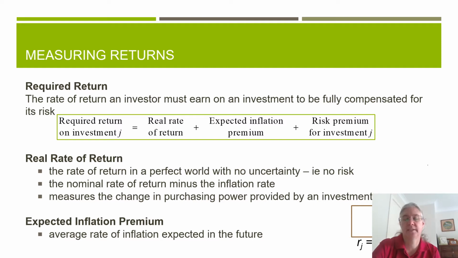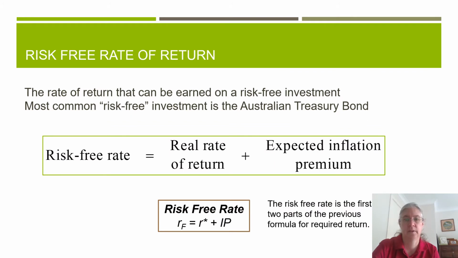Then the third part is the risk premium, but we're going to focus on just these first 2 sections of the formula first. So the real rate of return plus the expected inflation premium. If we take those two together, we actually call this the risk-free rate.